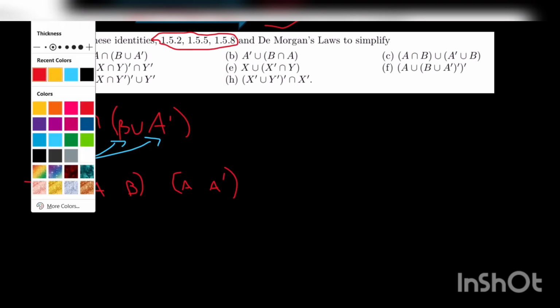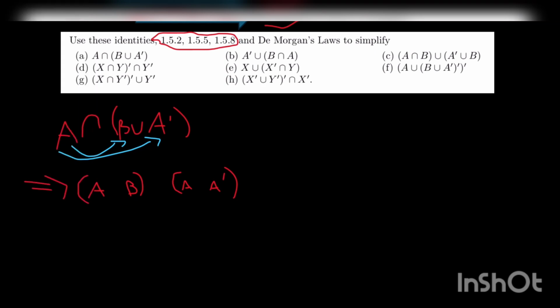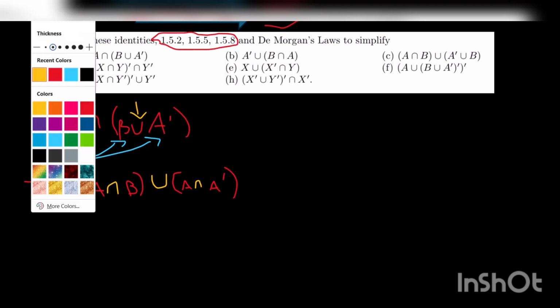But every time you distribute, the sign in the middle and the sign inside changes. So if the sign was originally an intersection, it will now change to a union. And the sign on the inside changes from a union to an intersection. Always remember this. The sign changes as you multiply.